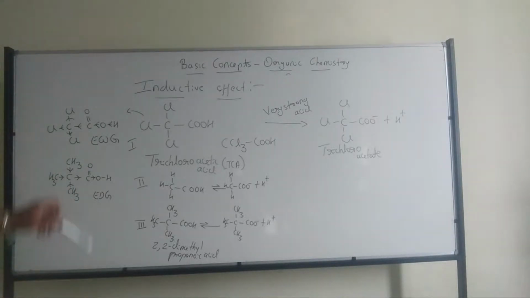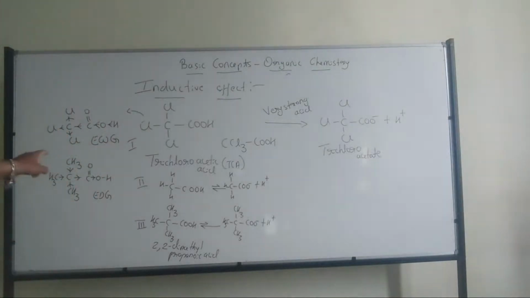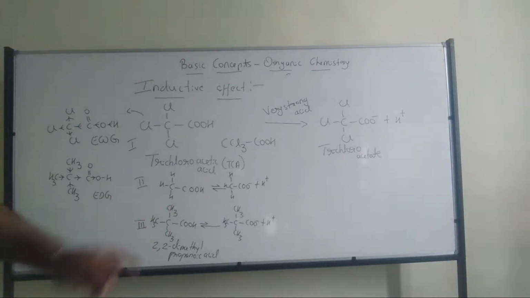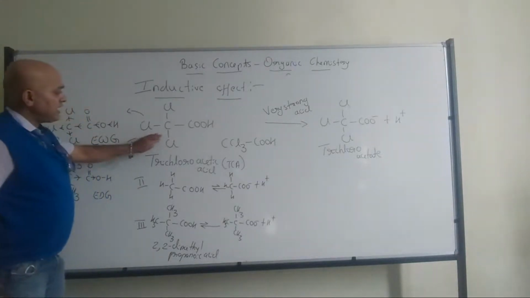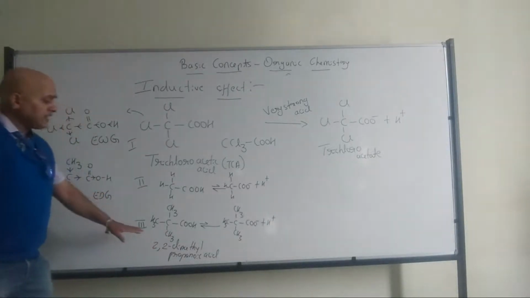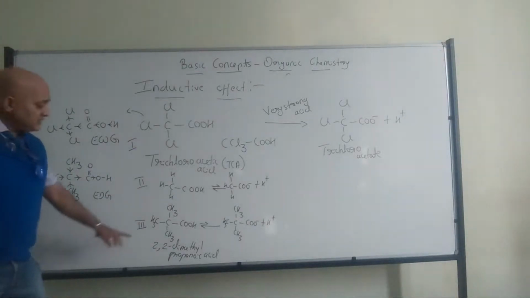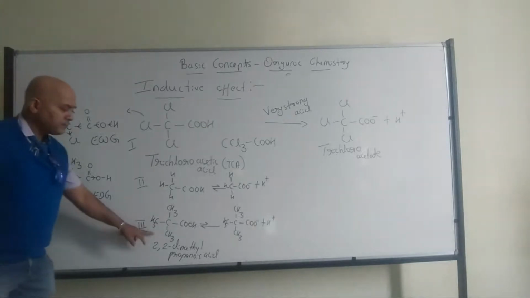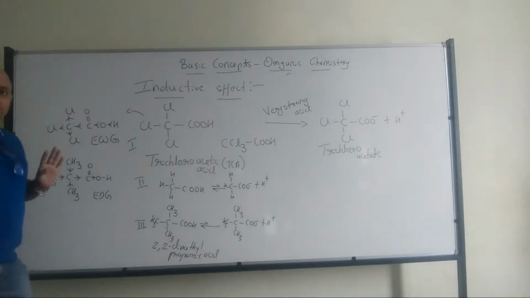Once again, inductive effect. In the first case, there were electron withdrawing groups. In the second case, there are electron donating groups. In both cases, it is the inductive effect. So why is trichloroacetic acid a very strong acid? Due to the inductive effect. Why is 2,2-dimethyl propanoic acid a very weak acid? Due to the inductive effect. In this case, electron donating groups are present; in this case, electron withdrawing groups are present.